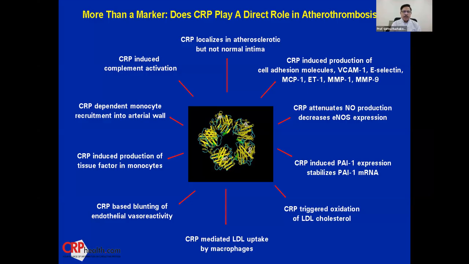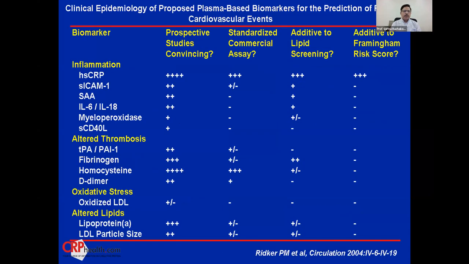CRP based blunting of the endothelial vasoreactivity. CRP increases the production of tissue factors in monocytes. CRP dependent monocyte recruitment into the arterial wall. CRP induced complement fixation. All these mechanisms put together, CRP is atherogenic. So you have to see that the CRP is reduced.